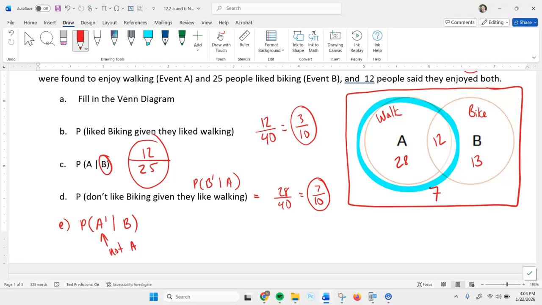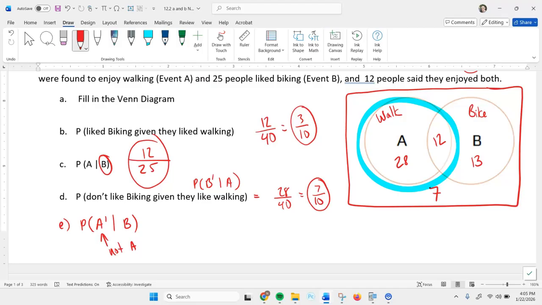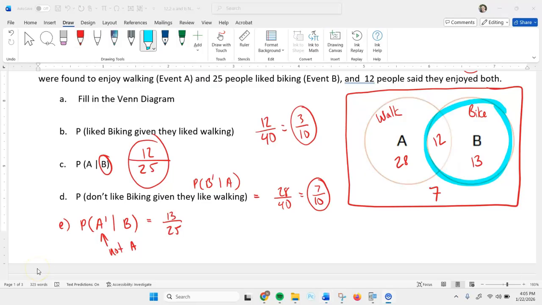So this one, again, letter E, we would read that as a probability that they don't like walking given that they like biking. So why don't you go ahead and attempt that one on your own. So pause the video and hit play when you're ready to check your answer. All right, let's see how you did. You should have gotten 13 out of 25.